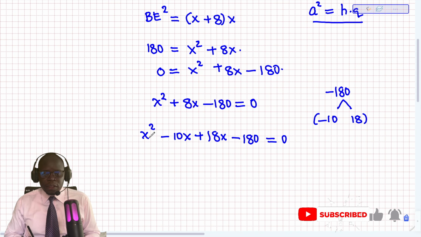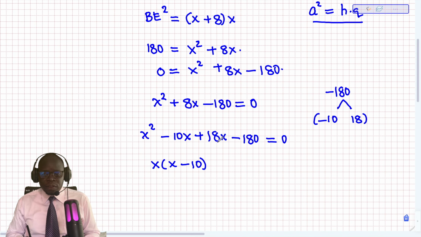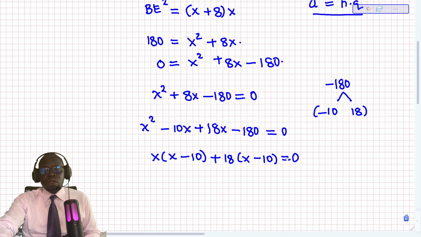The first pair is x squared minus 10x. We can factor out a common factor of x. Then we're left here with x minus 10, because that x has been factored out, and we see 18 is common. So we have plus 18, and inside this bracket we have x minus. To make this 180, when we pull out 18, we must have 10 here, and this is equal to 0.